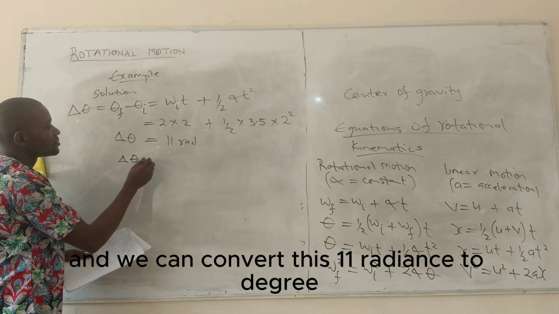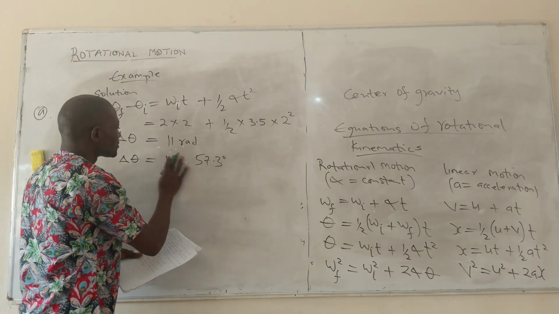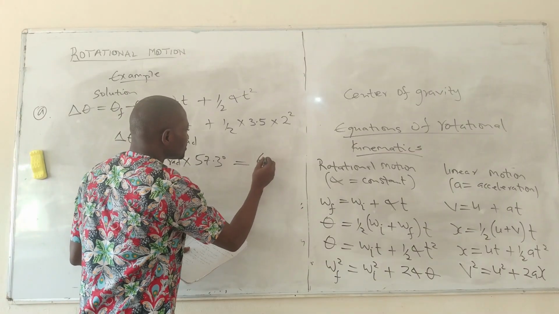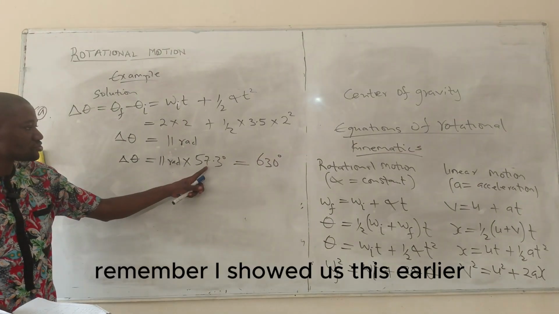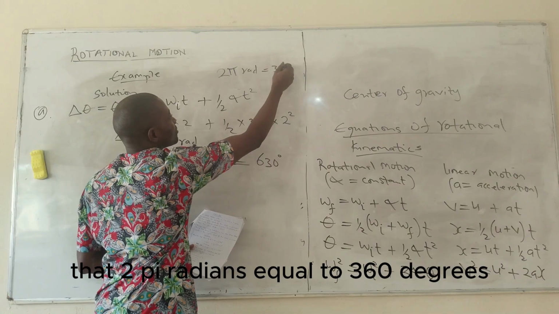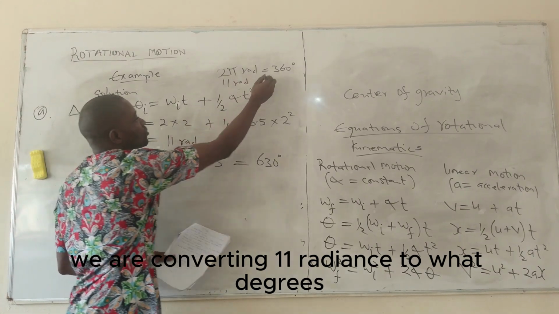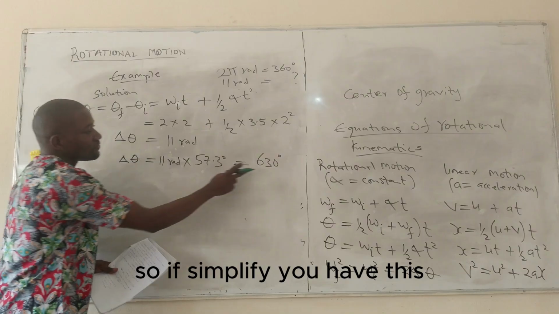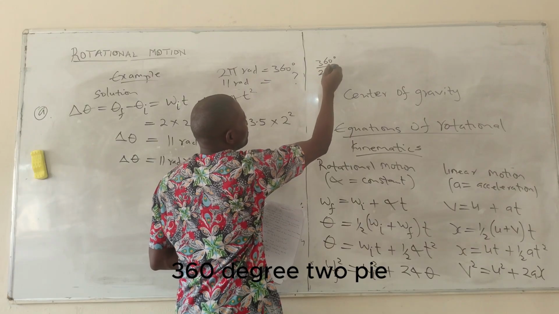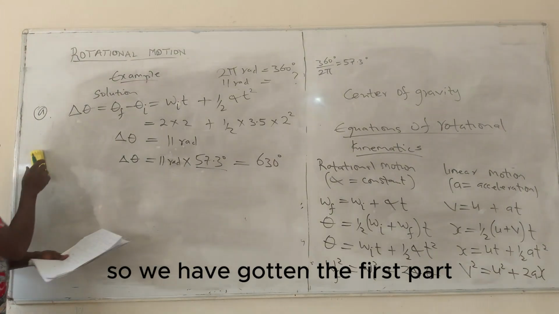And we can convert this 11 radians to degrees by multiplying. If we multiply, we will have our answer in degrees. Remember, I showed this earlier, that 2 pi radians is equal to 360 degrees. So this time around, we are converting 11 radians to what? Degrees. So if we simplify, you have this. Or you can go straight, 360 degrees over 2 pi, you have 57.3 degrees. That is how we got this here. So we have gotten the first part.